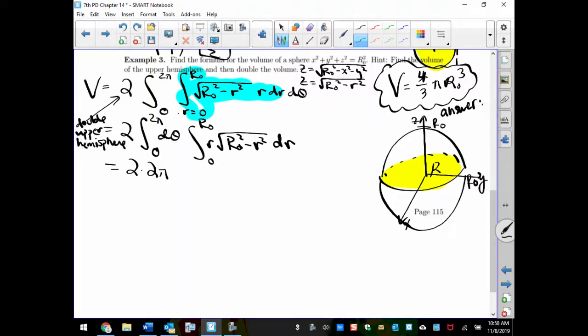So that's why we have a 2 out in front. Okay. Yeah, so let's do this next integral right here.